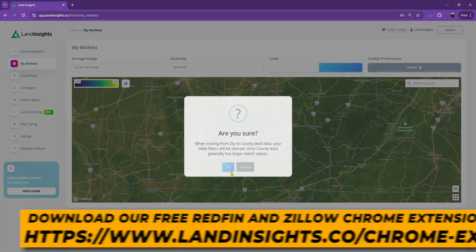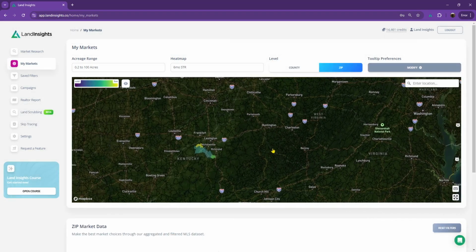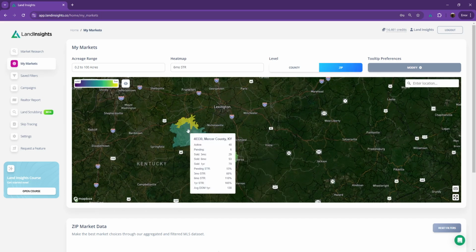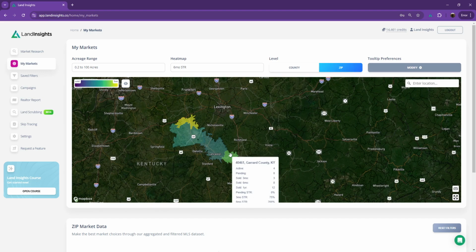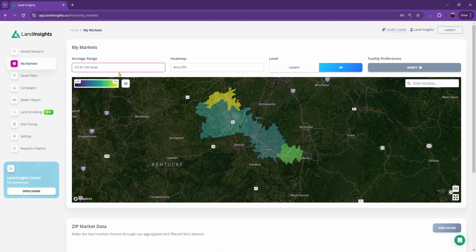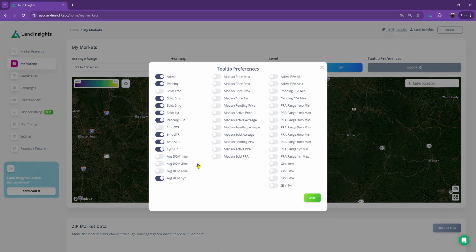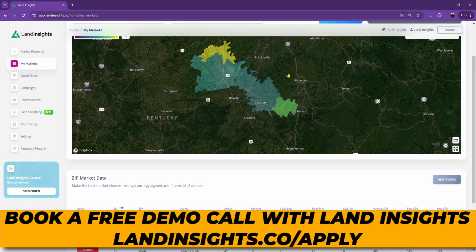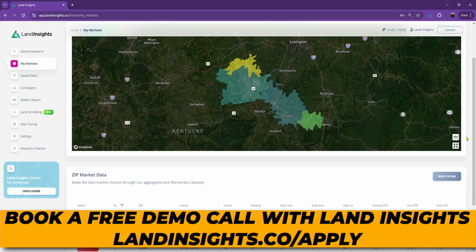Now, zip codes won't show unless you've chosen those zip codes and added them to your My Markets as well. In this case, you'll see I've added 3 zip codes in Kentucky, and so this is an opportunity to analyze each one of these zip codes, doing the same thing, whether it's looking at different acreage ranges or looking at different data points. Looking at other data points on the tooltip will allow me to get an overall view of those zip codes and what's happening there.